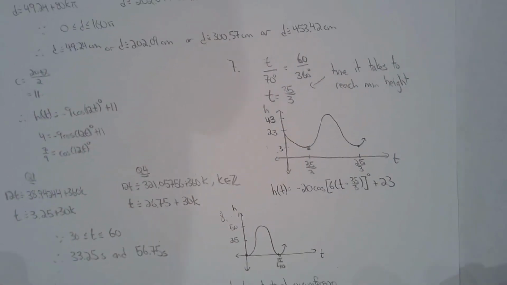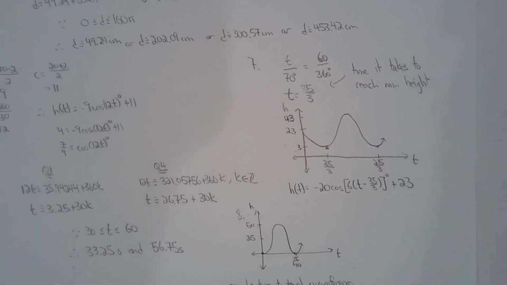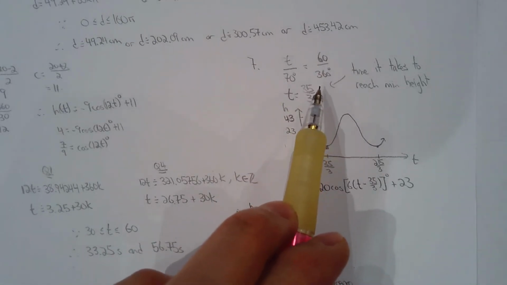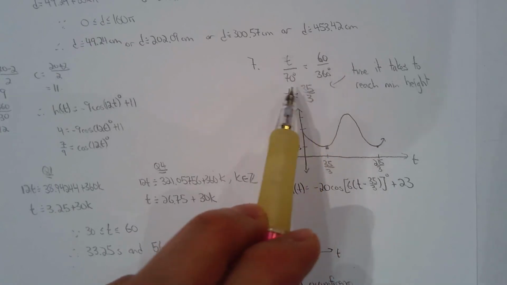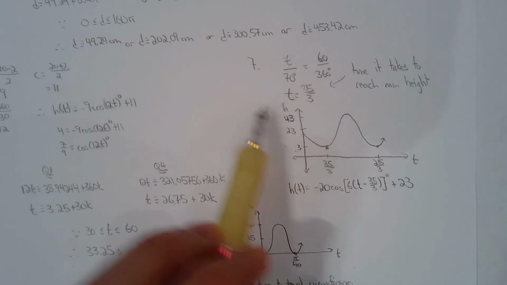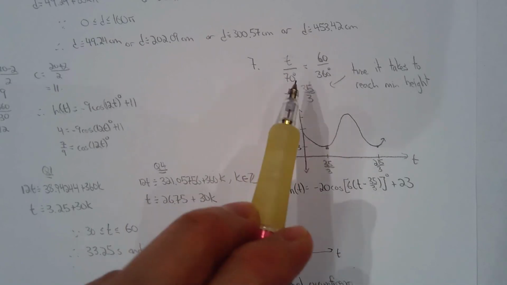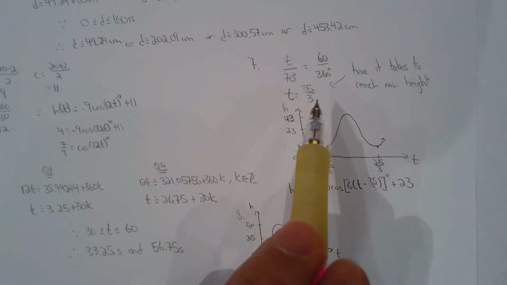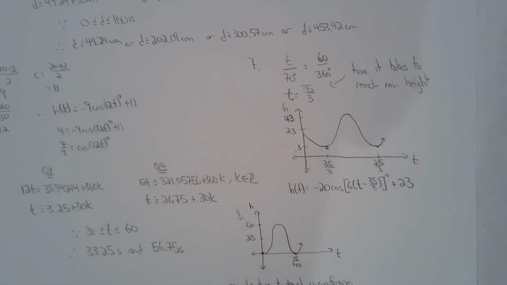Question 7 is a really nice question because you need to think about how long it will take to reach the bottom of the Ferris wheel. If it takes 60 seconds to rotate 360 degrees, one full turn is 60 seconds, then how long will it take to rotate 70 degrees? Based on some proportional reasoning, you can solve for t, the time it takes to reach the minimum height, to be 35 over 3 seconds. And that will give me the horizontal translation.